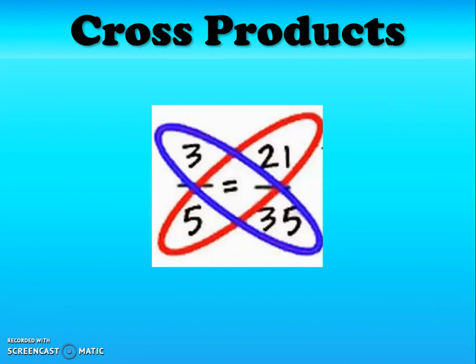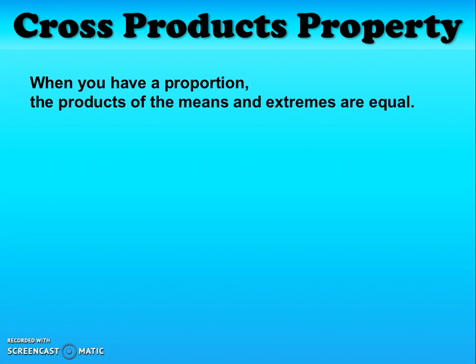Today we're doing our first day of cross products. All right, let's take a look. The cross products property says that when you have a proportion, the products of the means and extremes are equal. What does that even mean? I know some of you know how to do cross products, but what does that definition actually mean?